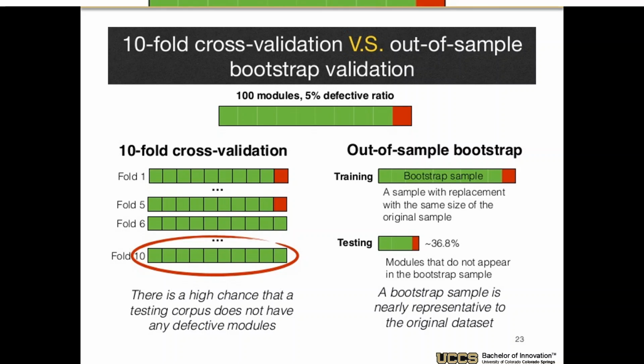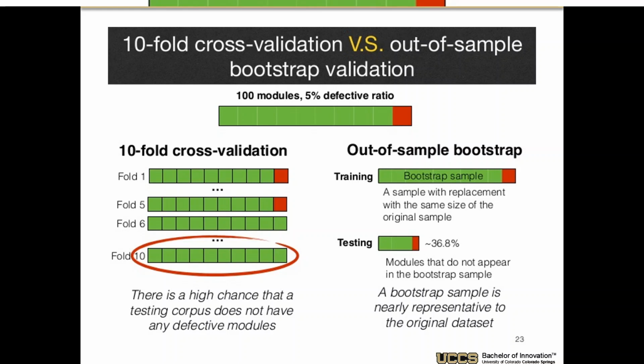But out-of-sample bootstrapping is a commonly used technique. So if I look at, say, 10-fold cross-validation versus out-of-sample bootstrapping, assume that I have 100 modules and a 5% defect ratio. Chances are really good if I do 10-fold cross-validation that I will get a fold that will never have any defects. Whereas if I do out-of-sample bootstrapping, it's most likely that every time I do training and testing, I will see those defects. And that's either good or bad.